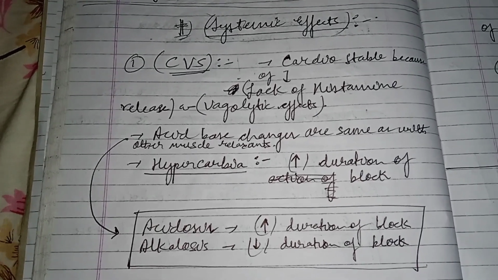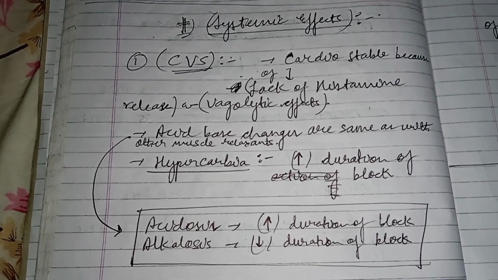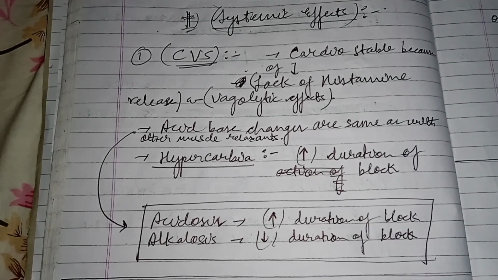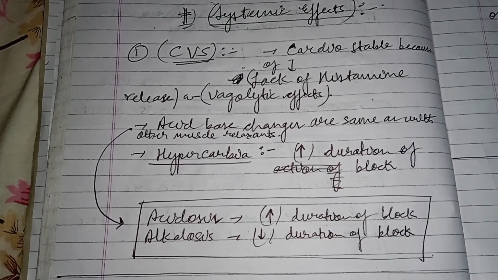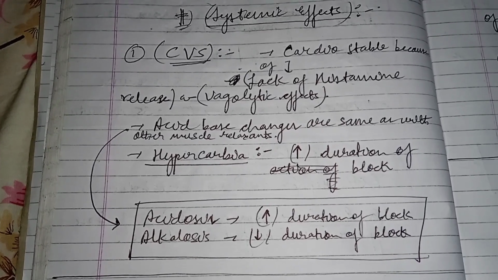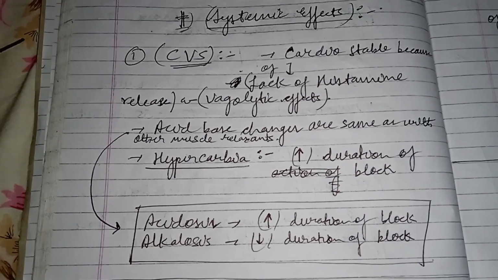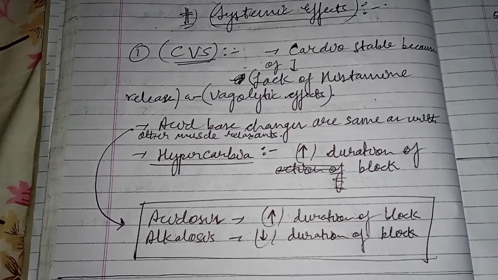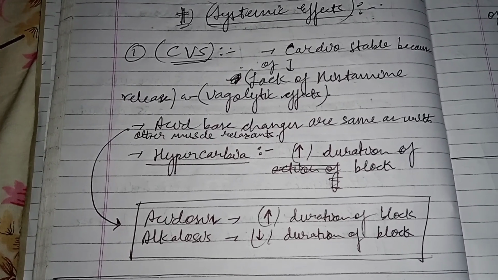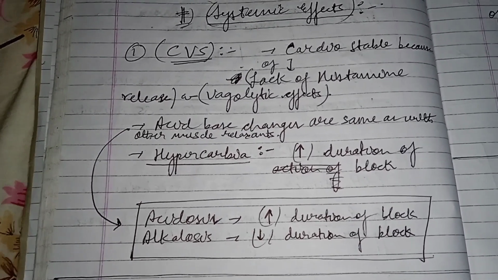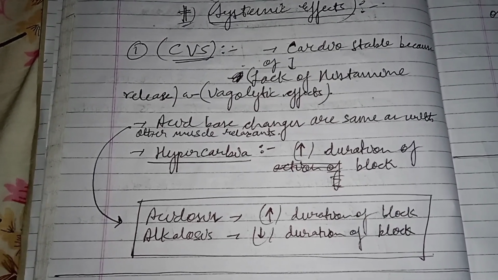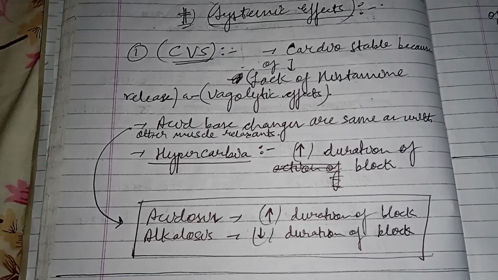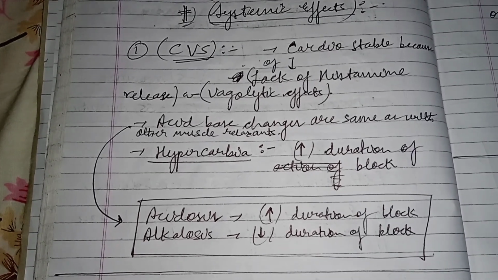Now the acid base changes are the same as with the other muscle relaxants. We already looked at that point earlier: in case of acidosis there is an increase in duration of block, and in case of alkalosis there is a decrease in the duration of block. One more important point: in case of hypercarbia there is an increase in the duration of block. Hypercarbia means there is an increase in the carbon dioxide level in the bloodstream. You already know that, so please have a note of it.